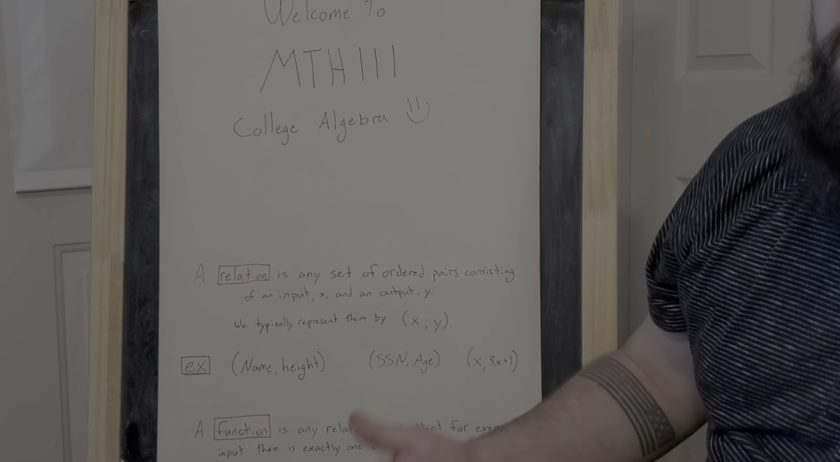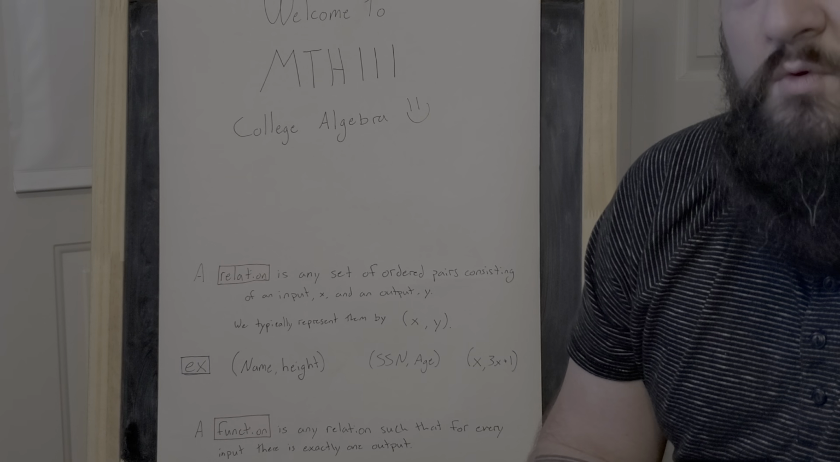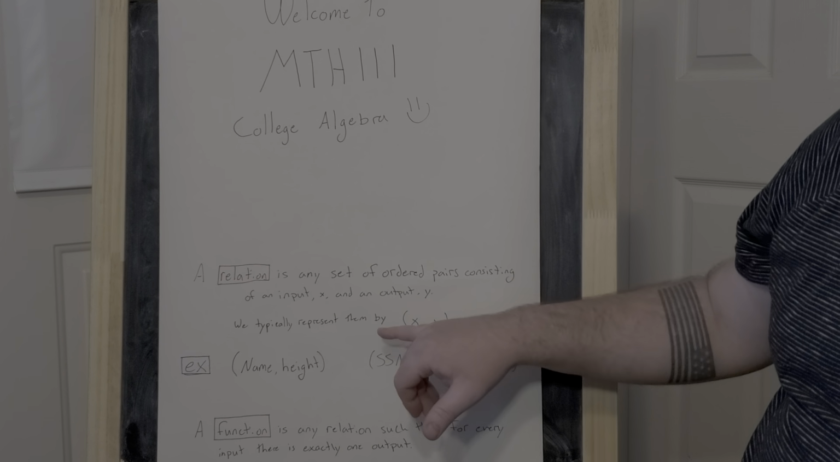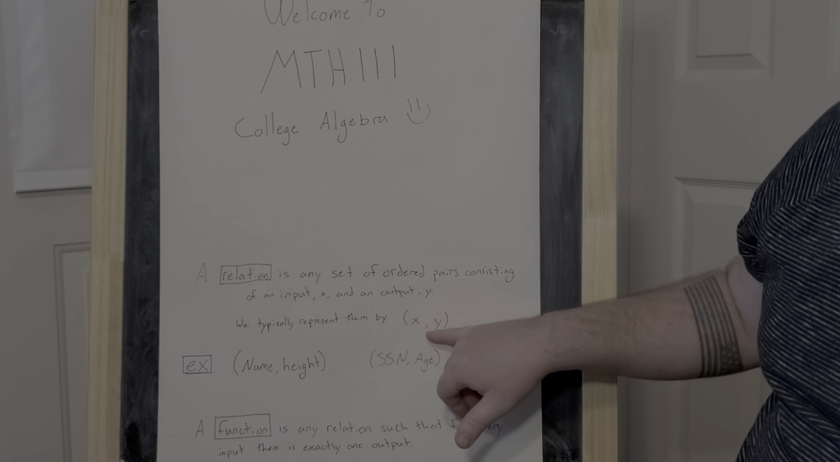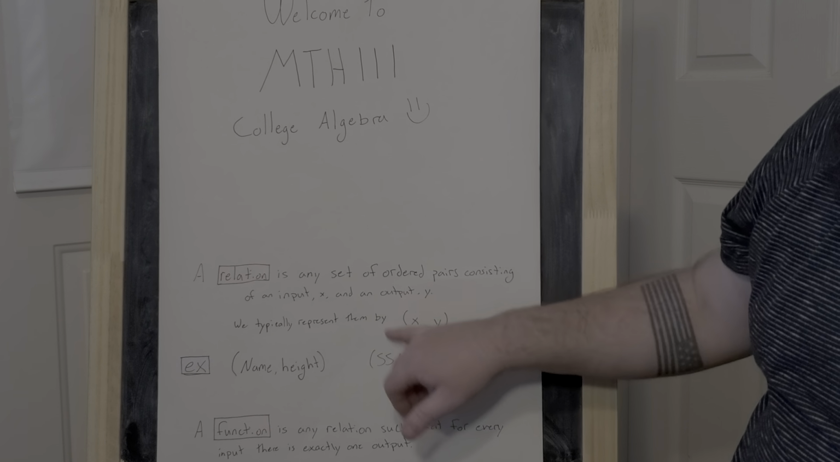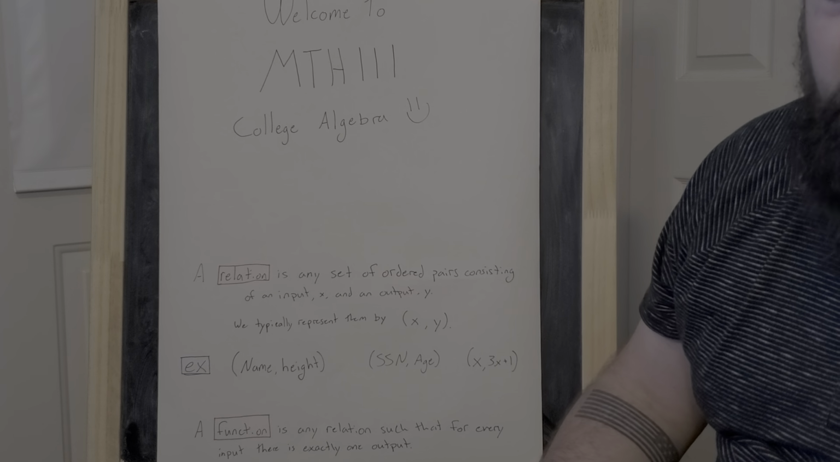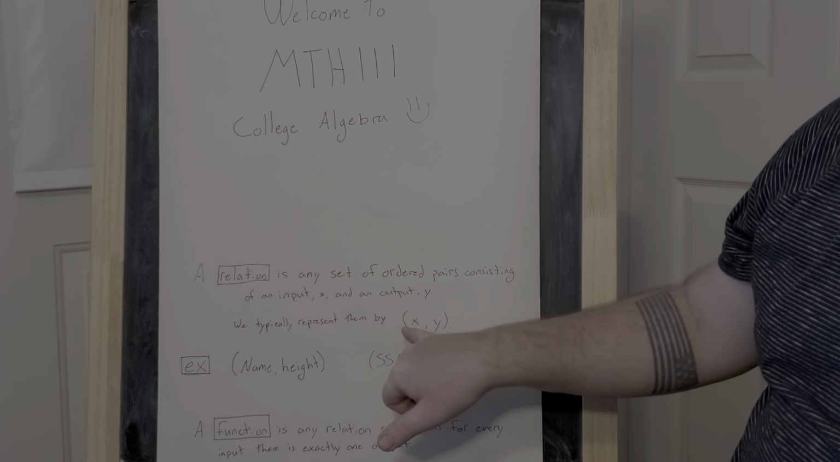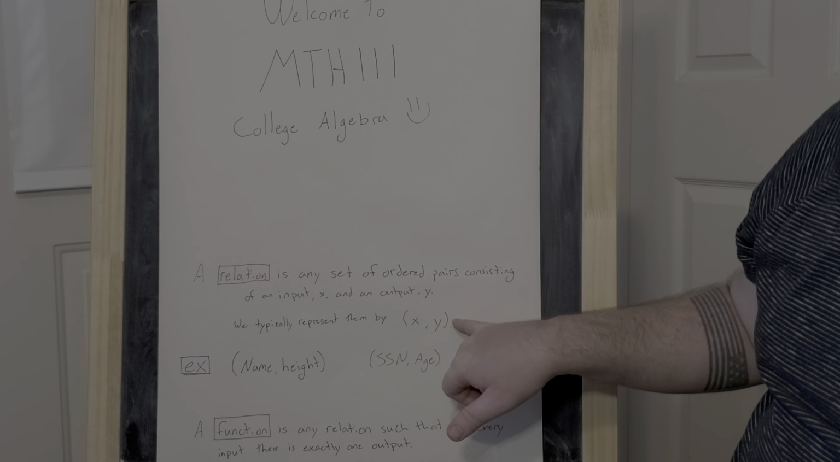So in mathematics, a relation is any set of ordered pairs that typically consist of an input and an output that we write as (x, y). Okay, we've seen these before, ordered pairs. We've plotted them on graphs and so forth. So this is a relation, just pairs some input with some corresponding output.